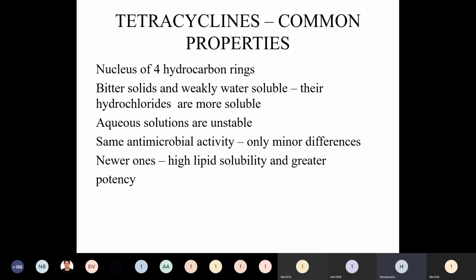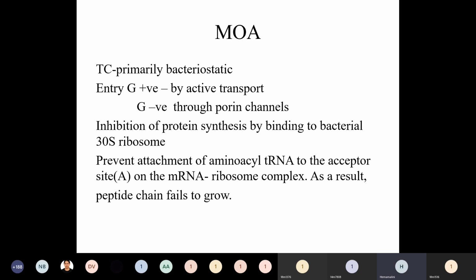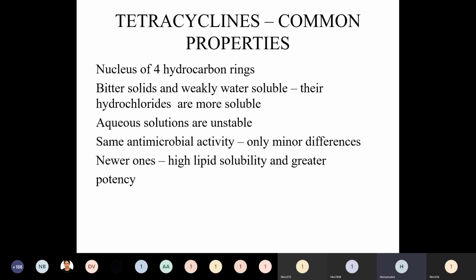So we'll see the common properties of these tetracyclines. As I told earlier, they have 4 hydrocarbon rings in their nucleus. They are bitter in taste. They are bitter solids and weakly water soluble, but their hydrochlorides are more soluble. Aqueous solutions are unstable. They have similar antimicrobial activity, but there are minor differences among the drugs. Newer ones have high lipid solubility and greater potency.